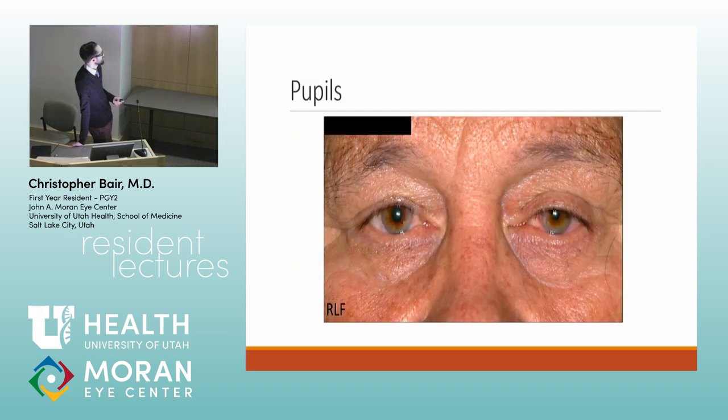So this is a picture of him. Does anyone want to tell me what they see in this picture? It's not a trick question. Anybody? Yeah, so there are unequal pupil sizes. The left is smaller than the right. And what do you notice about his lids? Higher lid crease on the left. Yeah, so there's a bit of ptosis on the left. Exactly.